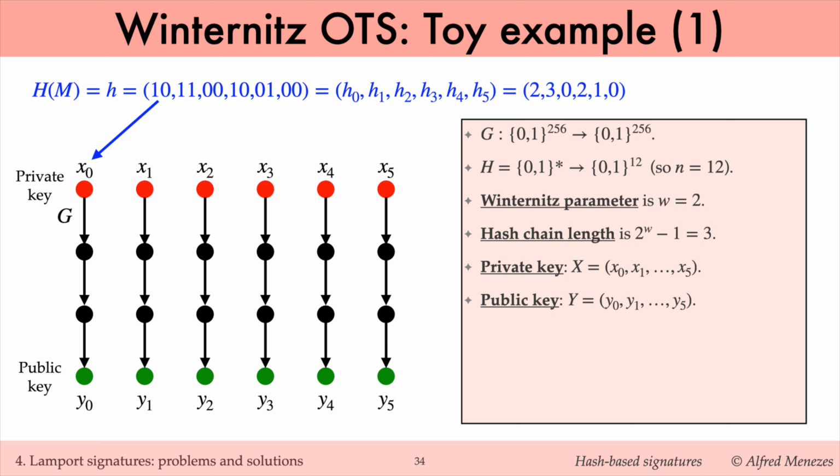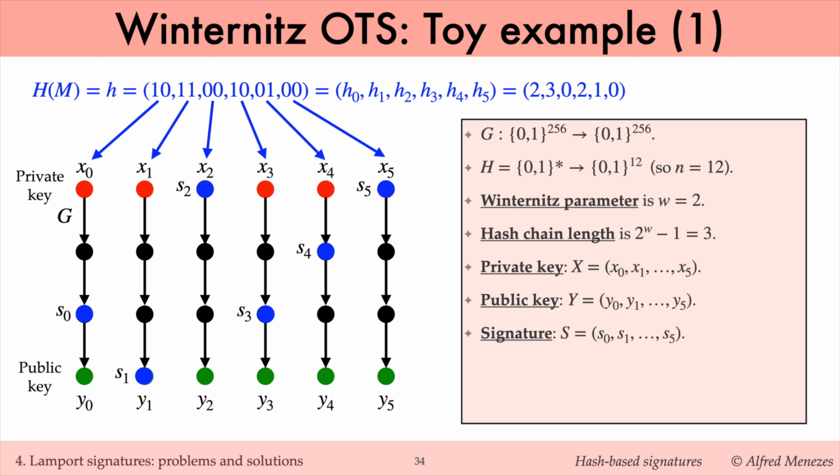The first block of H is 2, so Alice sets the first component of her signature to the third element of the first hash chain. Similarly, since the second block of H is 3, Alice sets the second component of her signature to the fourth element of the second hash chain. She repeats this for each of the 2-bit blocks in H. Alice's signature on M is S0, S1 up to S5.